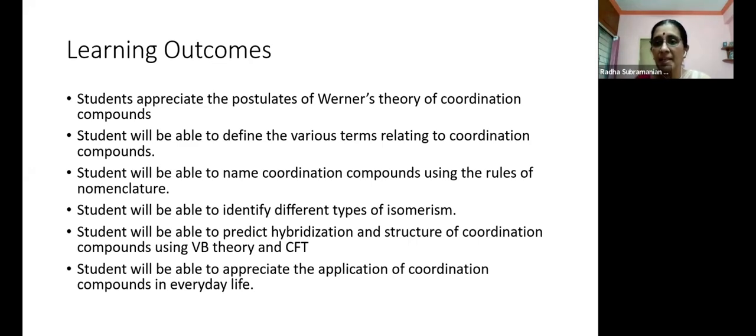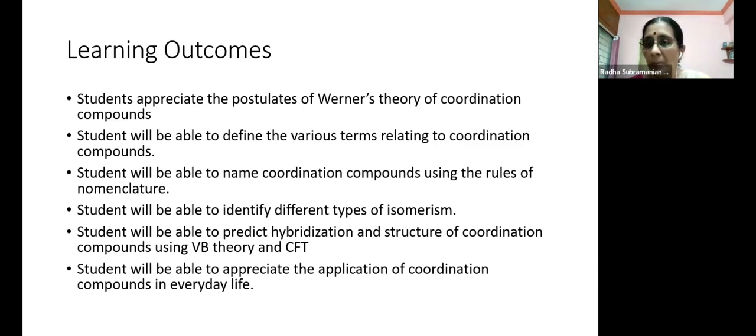So predicting hybridization, structure and magnetic properties of coordination compounds using VB theory, and also CFT. I'm just saying the theory itself, VB theory and CFT. So these are only two. Apart from that, we have the ligand field theory and molecular orbital theory, which are not discussed in the textbook. But a small glimpse of that, just to make them think, to read a little beyond the textbook, would always help.